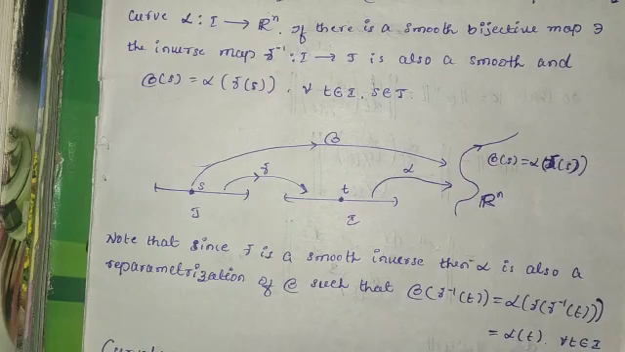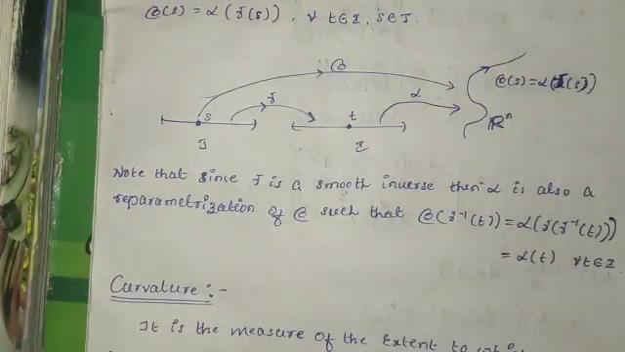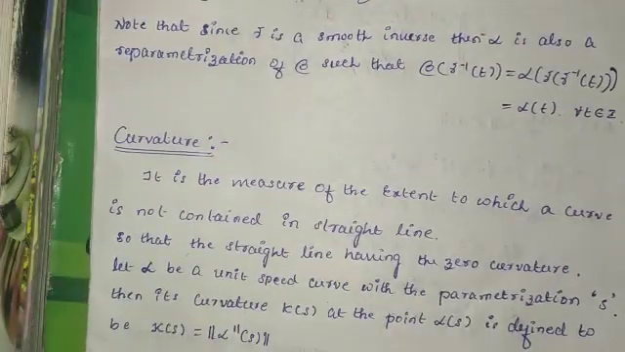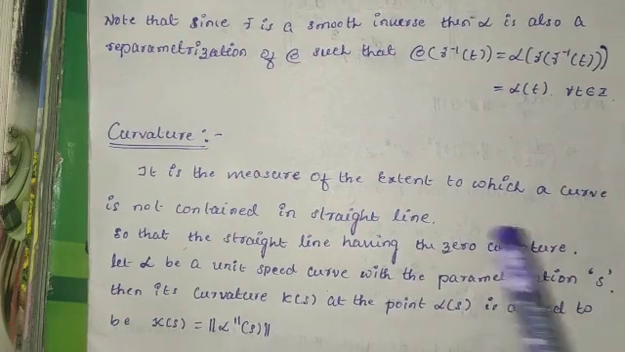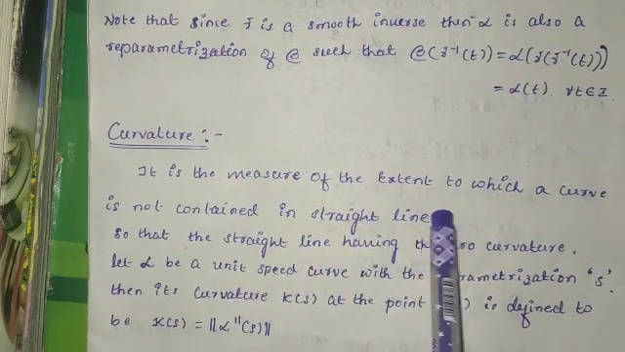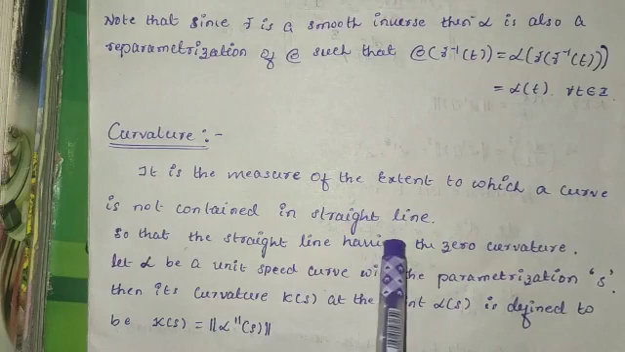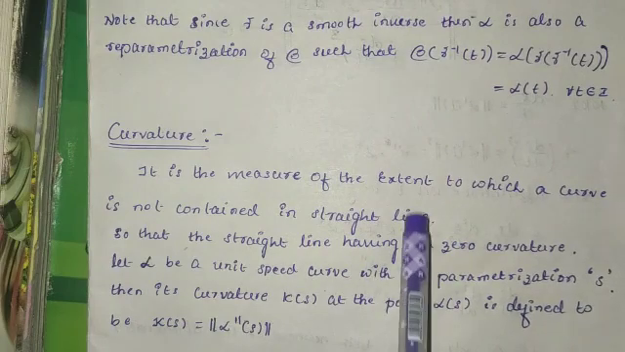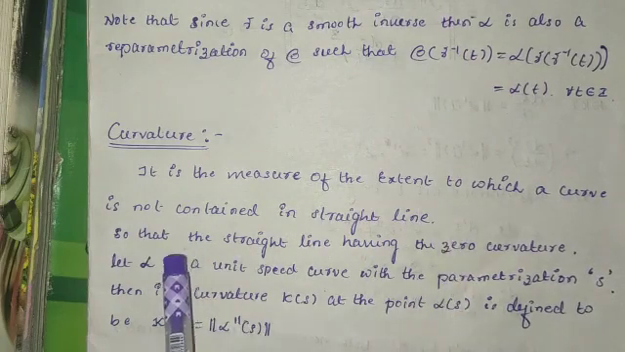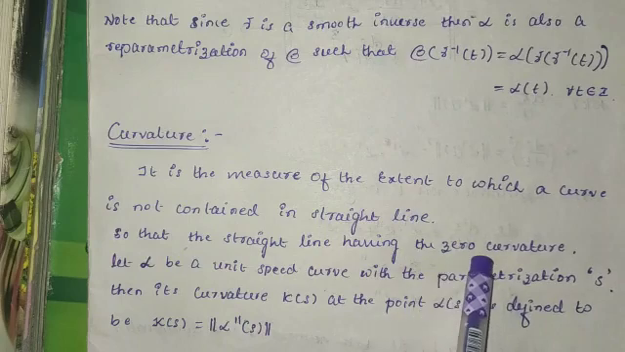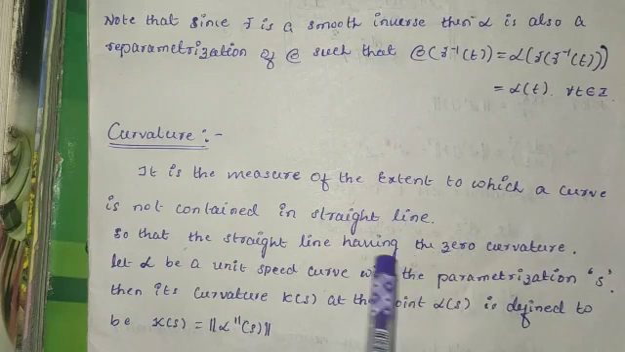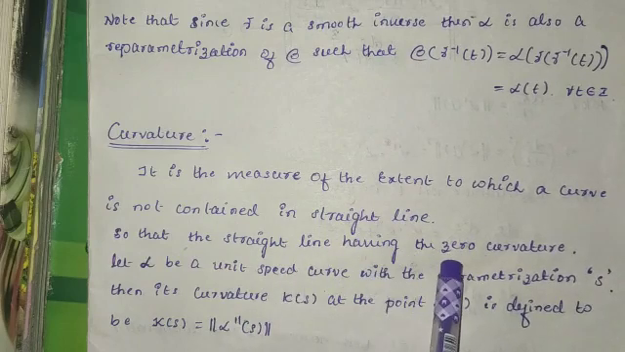Okay, next we move on to another definition, that is curvature. So curvature, you already know. Curvature is the measure of the extent to which a curve is not contained in a straight line. Okay, that is known as curvature. So a straight line has zero curvature.